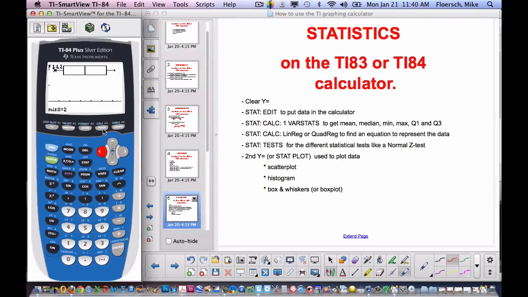But if you hit the trace button, that will help you find information for your box and whiskers, or what your minimum and your maximum, your Q1, your Q3, which is your 25th and 75th percentile, and your median, which is your 50th percentile. It's a great way to work with statistics on your calculator.